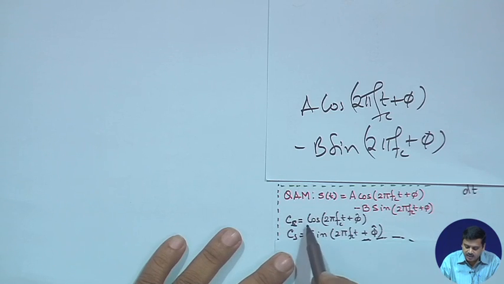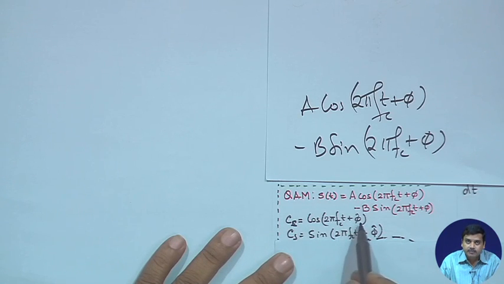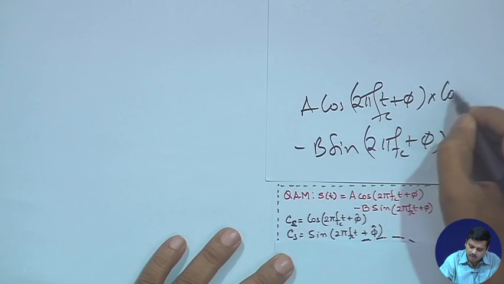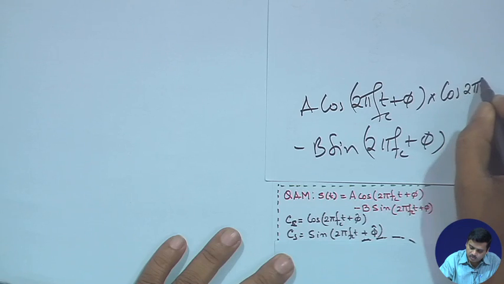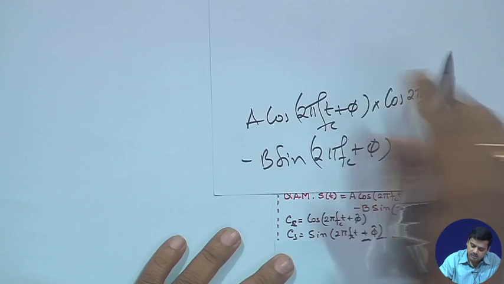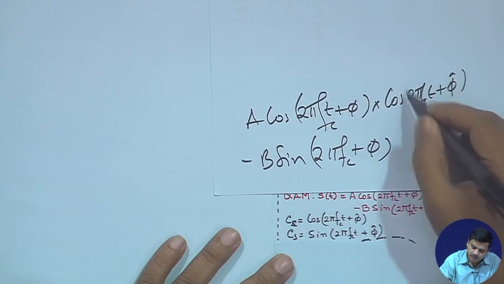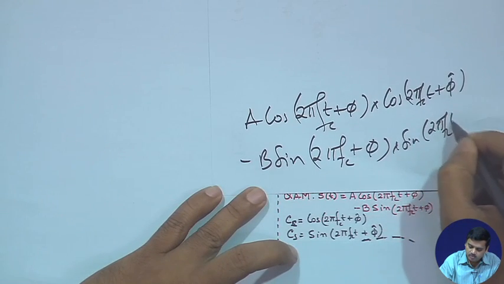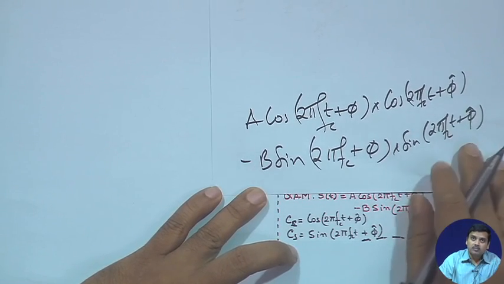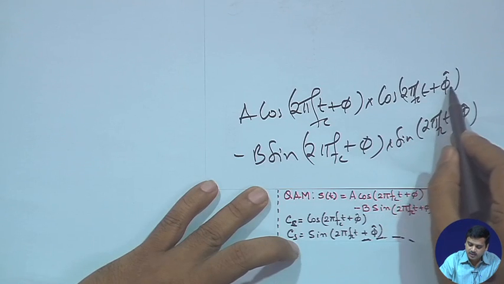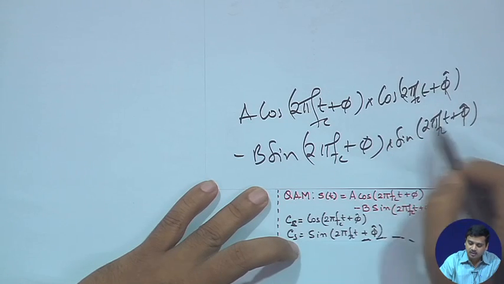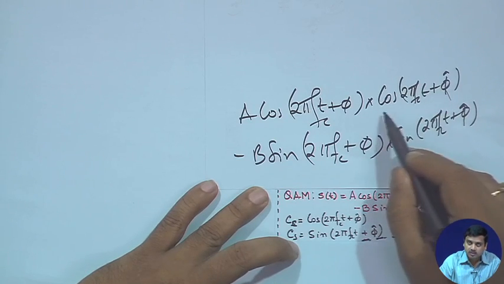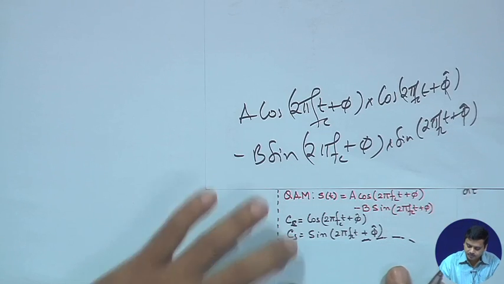The reference carriers are cos 2 pi f c t plus phi prime, phi cap, and the sin carrier is sin 2 pi f c t plus phi prime, because you multiply the received signal with cos 2 pi f c t plus phi cap, and you multiply it with sin 2 pi f c t plus phi cap, right. So, there is a difference in phase in the cosine carrier as well as the sine carrier.